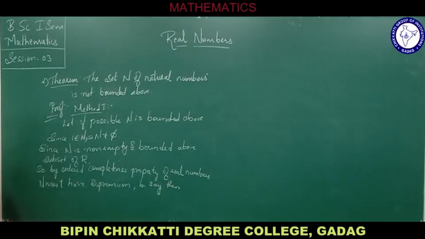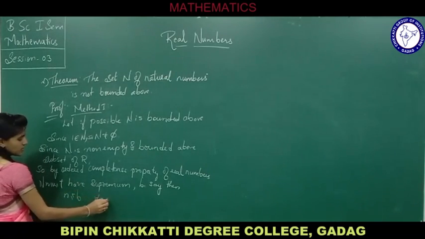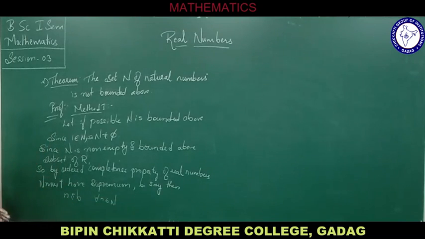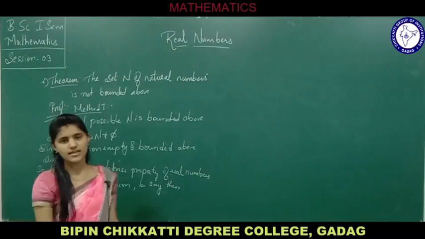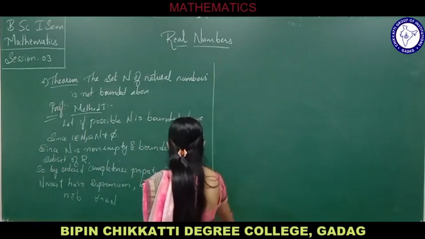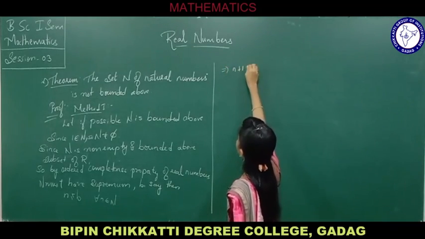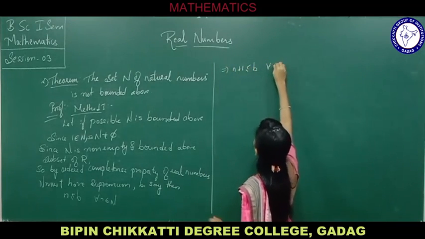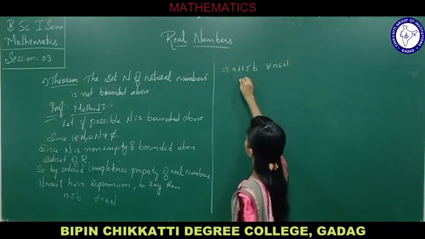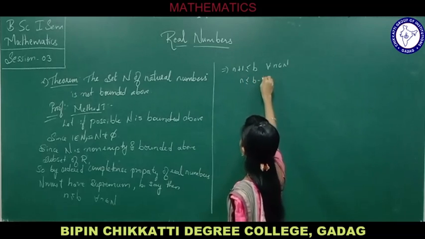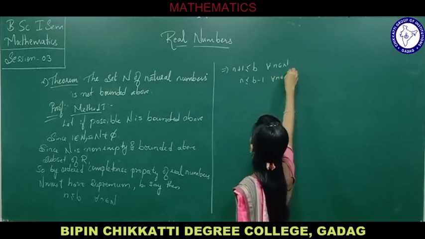If it is having a supremum, we are going to write it as n is less than or equal to B, because what is B? B is the supremum, for all n belongs to N. If so, like we have just proved in the previous part, n plus 1 will be less than or equal to B. If n is less than or equal to B, what is going to happen? n plus 1 will be less than or equal to B for all n belongs to N. Then what is going to happen? n will be less than or equal to B minus 1 for all n belongs to N.